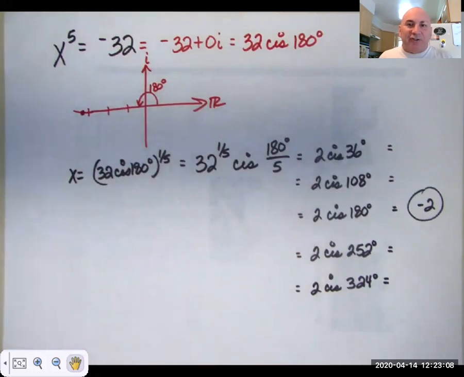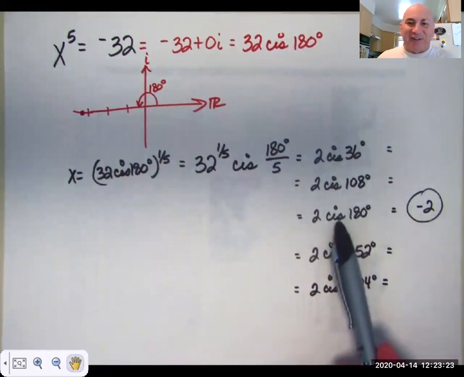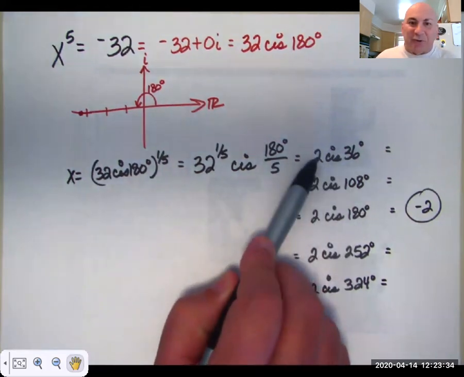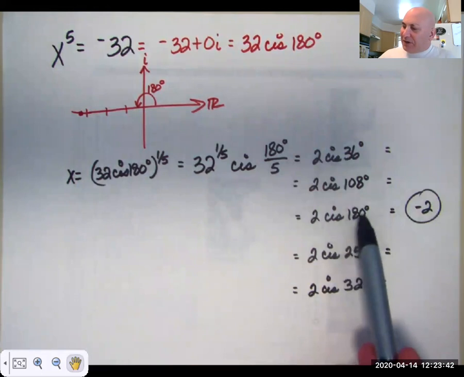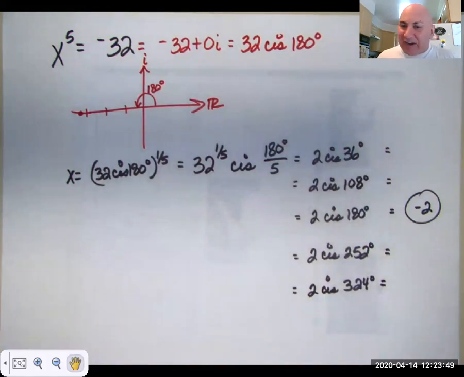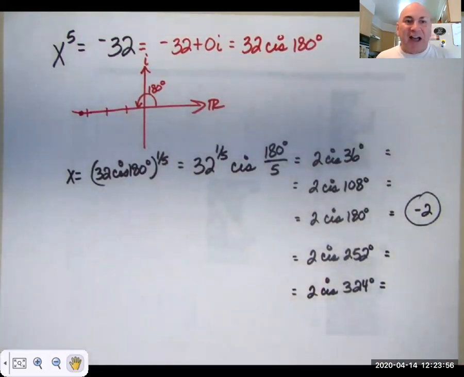X to the 5th equals negative 32. We should note right away that negative 2 is one of the answers. You should be able to look at that problem and tell that negative 2 is an answer. That tells me already that 2 cis 180 degrees is an answer. I know there are 5 answers, so my answers are going to be 72 degrees apart. In theory, this is the principal root, because that's what you get applying DeMoivre's theorem, but I like negative 2 here. So anyway, you could either go through DeMoivre's theorem and get this and keep adding 72, or if you know that negative 2 is an answer, like we do, you can keep subtracting 72, adding 72, and there are your 5 fifth roots of negative 32.